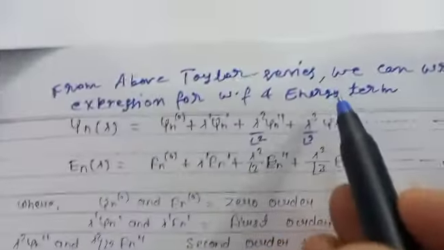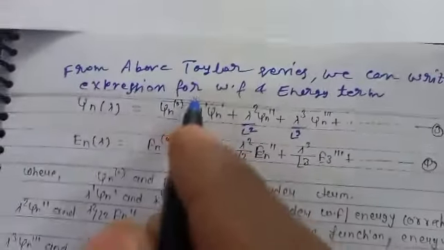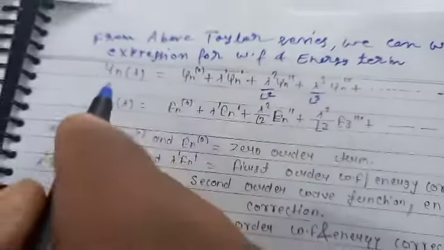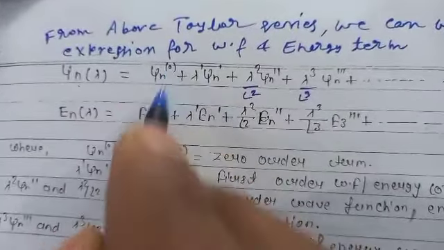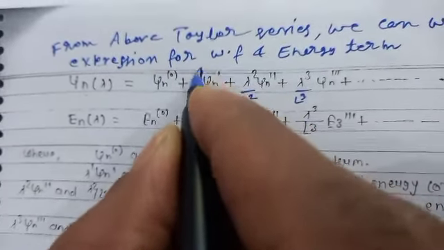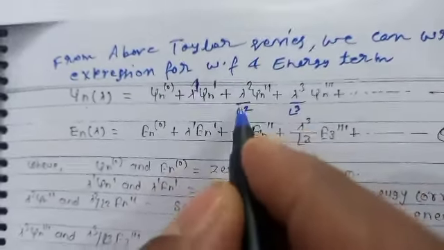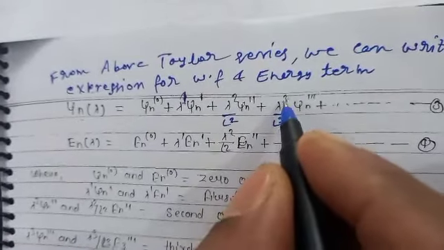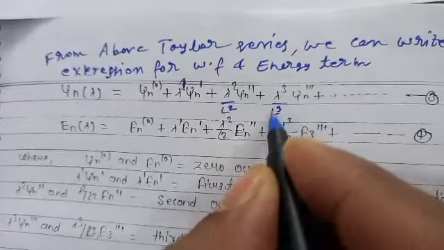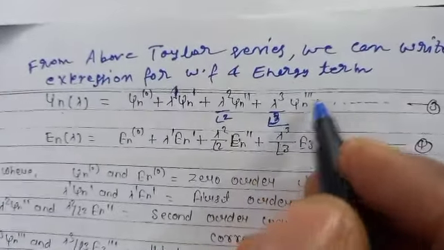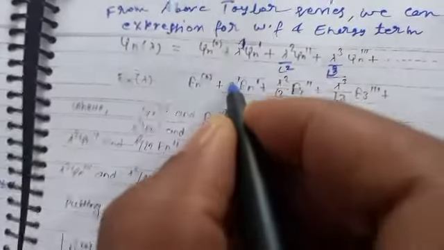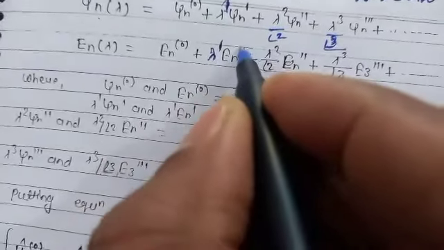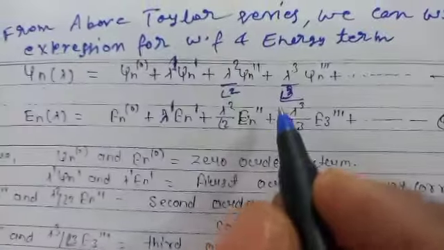From the above Taylor series, we can write a similar expression for the wave function and energy term. For the wave function, psi n lambda equals psi n 0 plus lambda power 1 psi n prime plus lambda square upon factorial 2 psi n double prime plus lambda cube upon factorial 3 psi n triple prime, and so on. And for energy, similarly, En 0 plus lambda power 1 En prime plus lambda square upon factorial 2 En double prime, and so on.